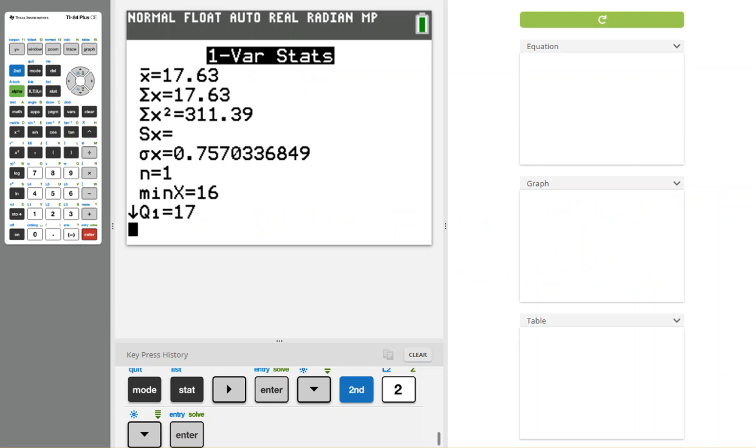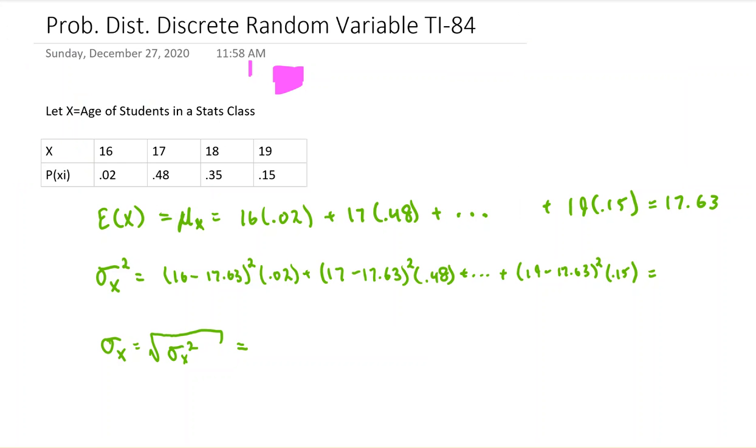Unfortunately, your calculator won't tell you the variance, but it tells us that the standard deviation is about 0.757. So I'm going to write that the standard deviation is about 0.757, and I can just write that the square of that is about 0.573. So 0.757 squared is going to give me approximately a variance of 0.573. Square root that to get back to your standard deviation.